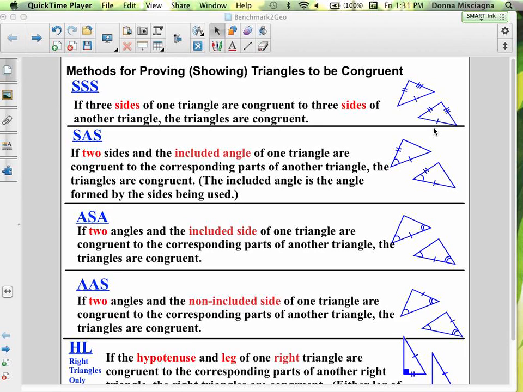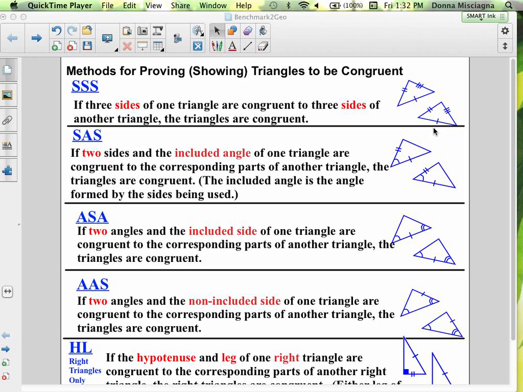Side, angle, side. If two sides and the included angle of one triangle are congruent to the corresponding parts of another triangle, the triangles are congruent. So the included angle has to be the angle formed by the side. So the angle has to be in between those two sides. Right? That will be enough to prove the triangle is congruent.